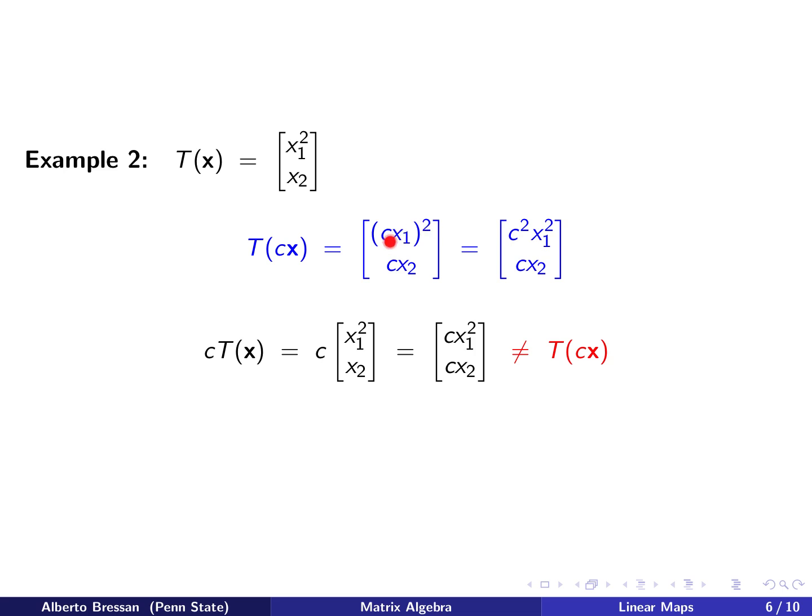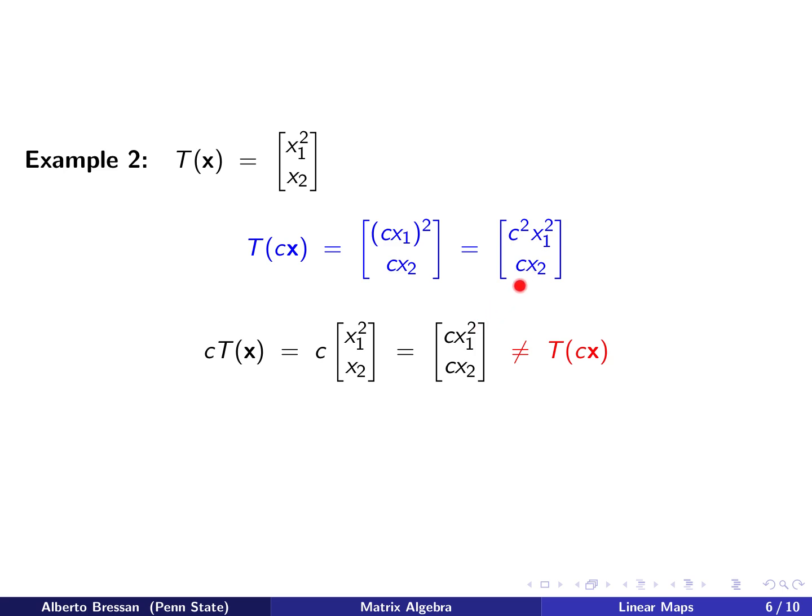Okay, if you distribute the square, you will get c squared and x1 squared. And then let's check c times the transformation, which is c times this transformation, which is just this guy here. Now I'll do a scalar multiple of c. I get c x1 squared and cx2.